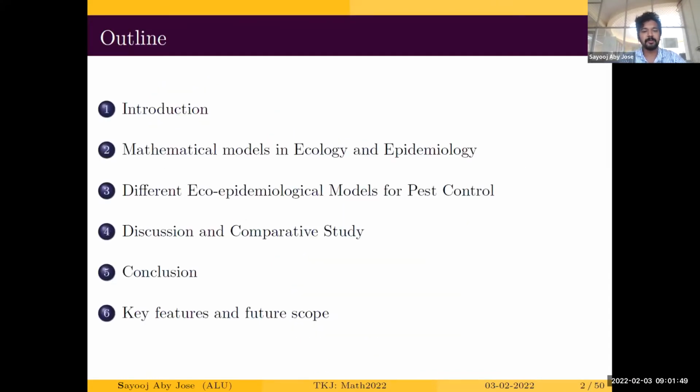So this is the outline of my presentation. First is the introduction and some milestones regarding ecology and epidemiology. Then I go to the different eco-epidemiological models for pest control, and finally the discussion and comparative study, and some conclusions and the future scope also.